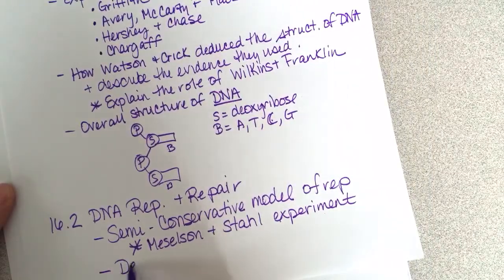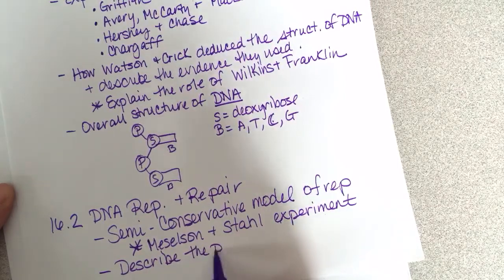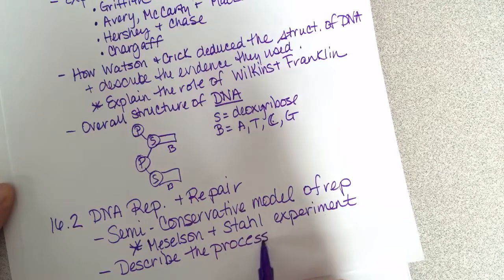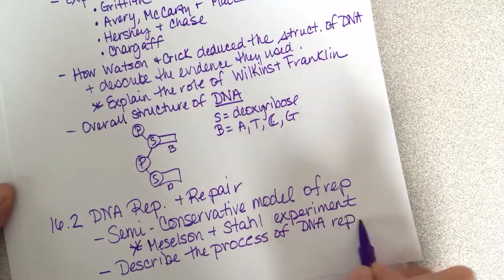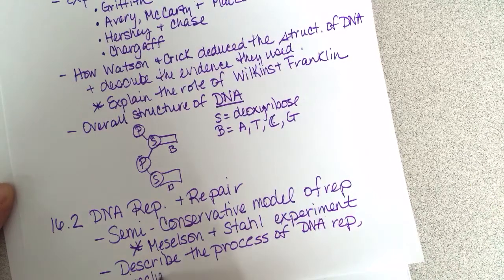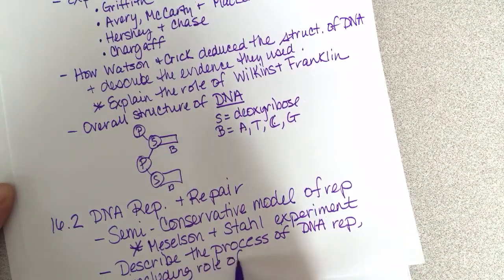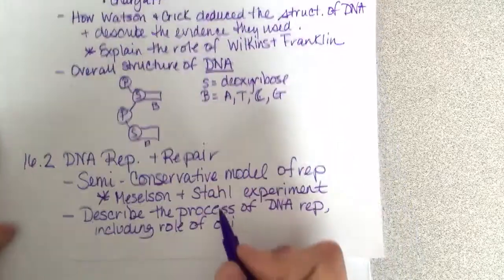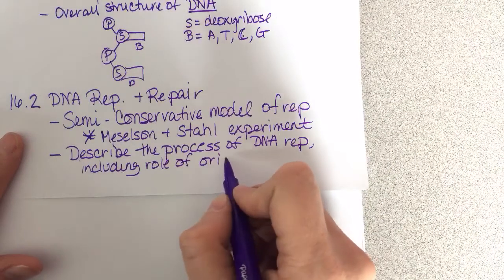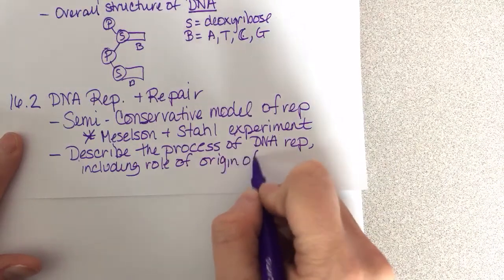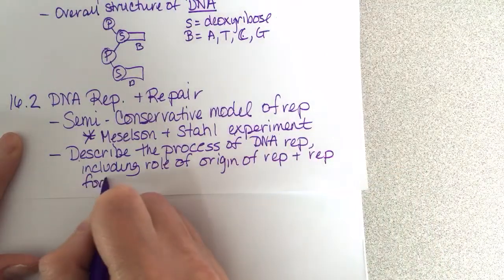Alrighty. So you should be able to describe the overall process of DNA replication, including the role of the origin of replication. I'm sorry, it's kind of sideways on here. The origin of replication and replication forks.